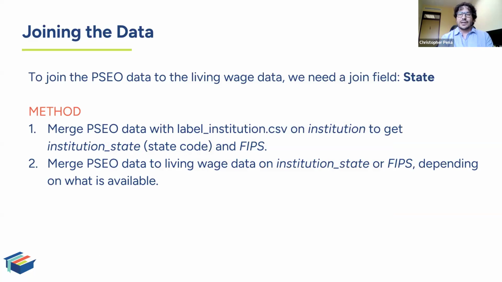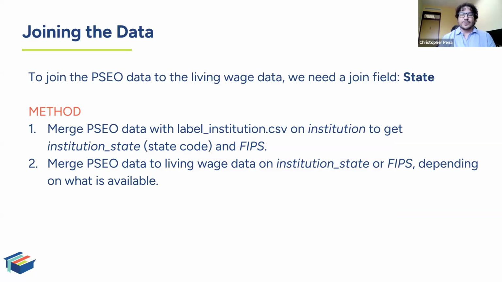Once we have the living wage data, we then probably want to join it back to the PSEO data. And more than likely, you'd probably be joining to the state of the institution that you're looking at in the PSEO data. So in this case, we would actually want to join on the ID of the state in some fashion. There are a couple of ways you could do this.